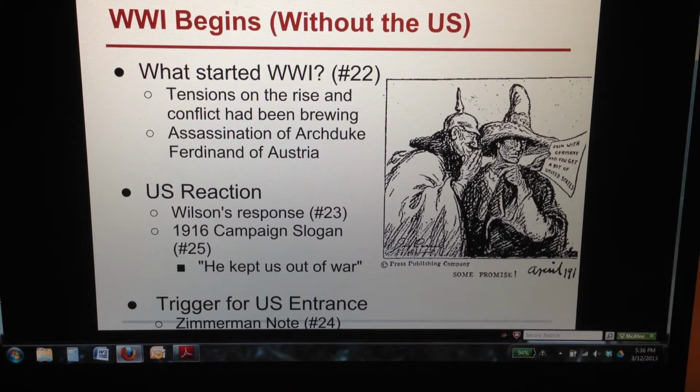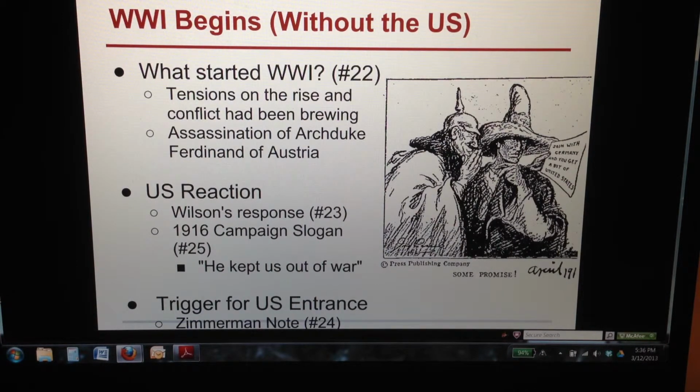So Austria is upset; they want to go after Serbia. Serbia's got allies, so they team up with their allies. Austria-Hungary teams up with their allies, and it just starts this snowball effect where eventually a war is started, and eventually it is called the Great War or World War I.